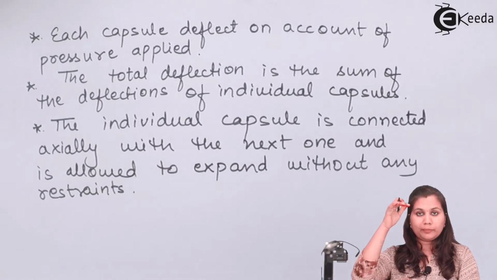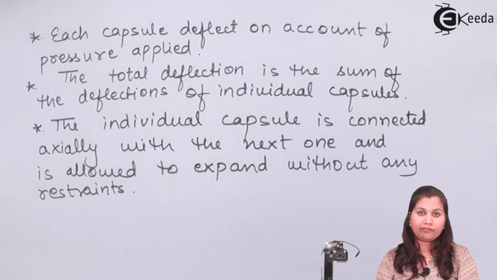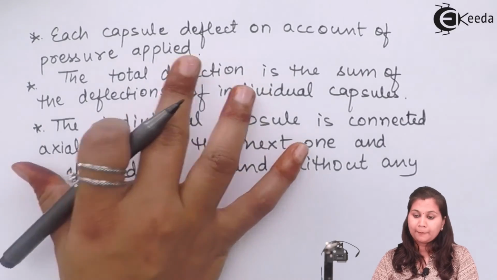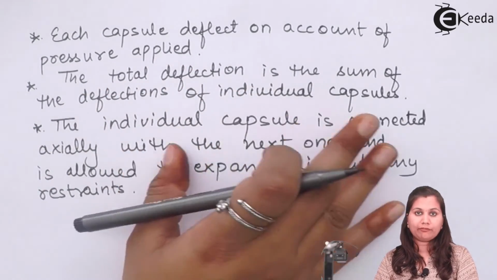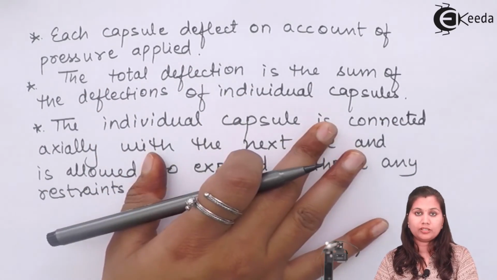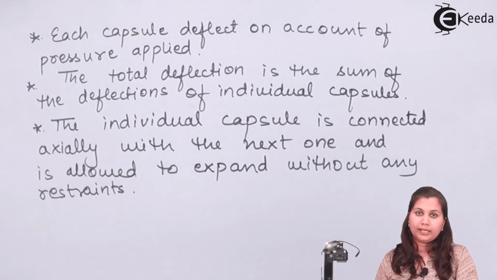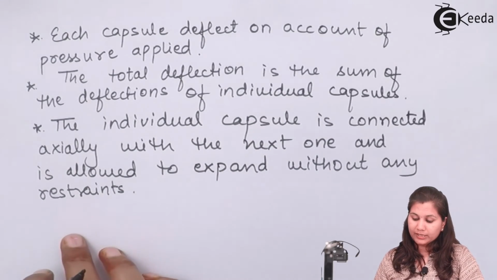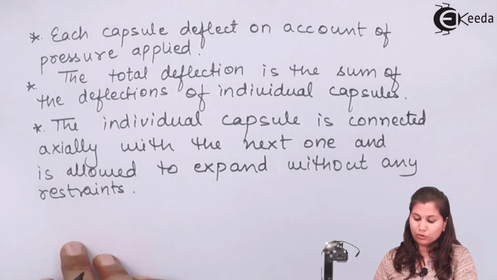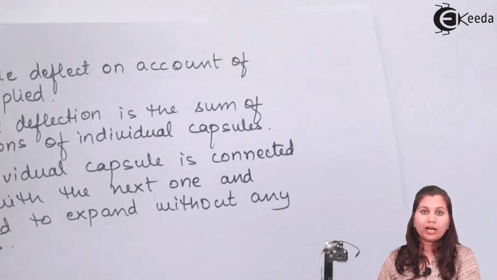So when the pressure is applied on this diaphragm, each capsule is going to expand due to the pressure applied, and the total deflection of the diaphragm is the sum of the deflections of the individual capsules. So this configuration of diaphragms is also used for the measurement of high pressures.